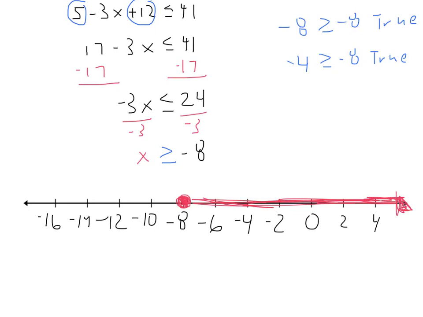Right, and all the numbers to the left of the boundary would not make it true. For example, negative 12 is greater than or equal to negative 8. Well, that's false. Right, so that's why these are not shaded in over here.